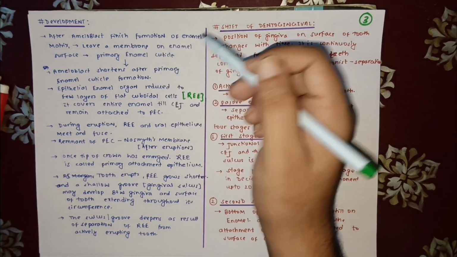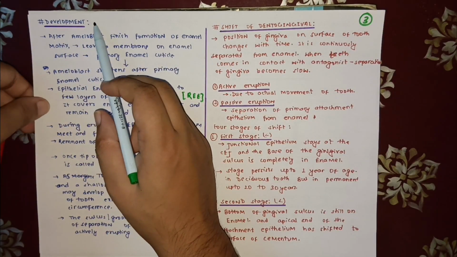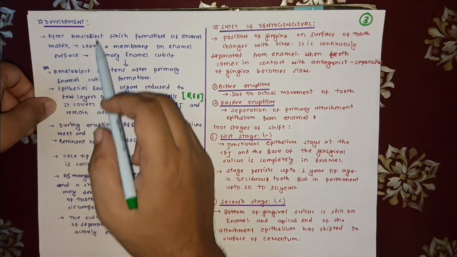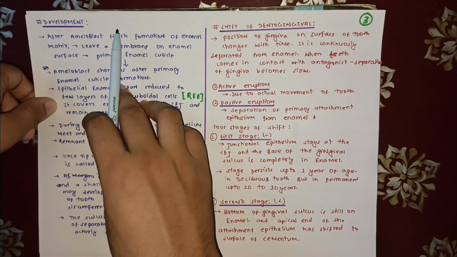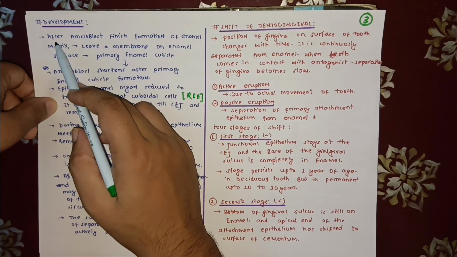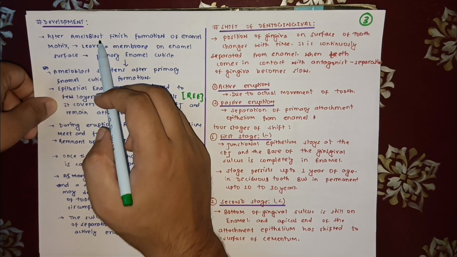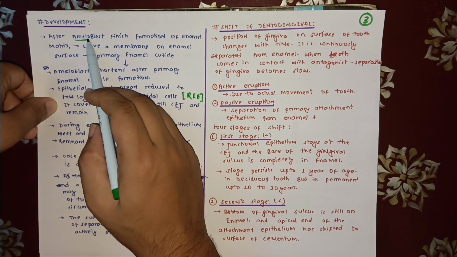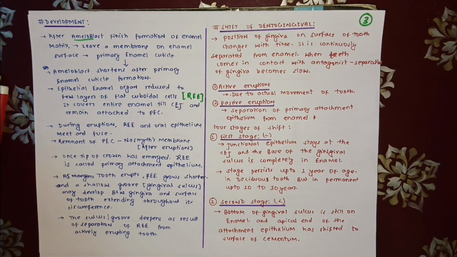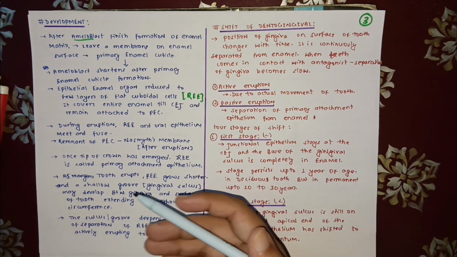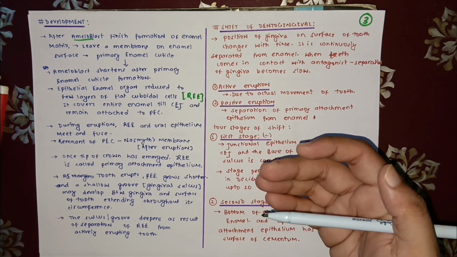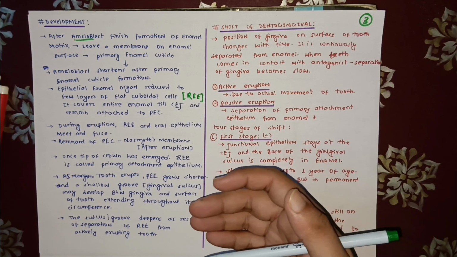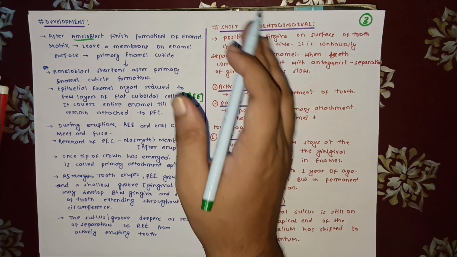Now we will discuss the development. This is very important. This is the development of particularly the junctional epithelium. In the first point, after ameloblast, I have discussed ameloblast properly in the development of the tooth video. Ameloblast we have, odontoblast we have. Ameloblast is responsible for the formation of the enamel, and odontoblast is responsible for the formation of the dentin. I hope you are remembering that.